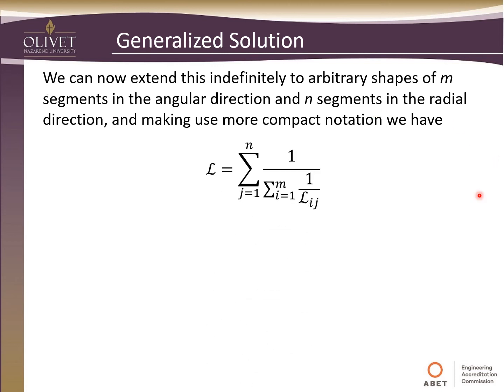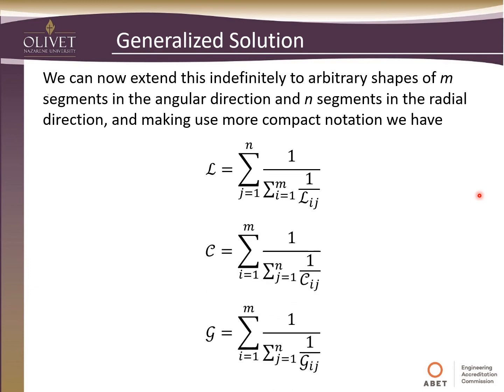So with that in mind, we can rewrite those previous equations in this compact notation. It's just the sum of the 1 over each curvilinear square, inverted and summed up for each of the N sections. So this is a compact way, and we'll see how we use this in just a second.